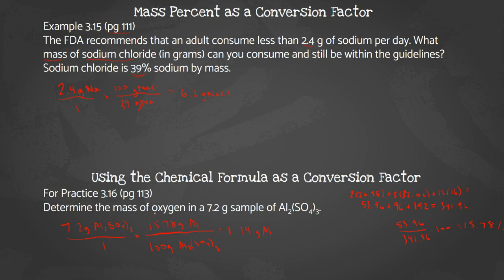Okay, let's redo the problem with our oxygen. So the mass of oxygen that's in there, and there were 12 oxygens, so this was the 192. 192 over 341.96. Let's see what percent was oxygen. Times 100, it's 56.15.